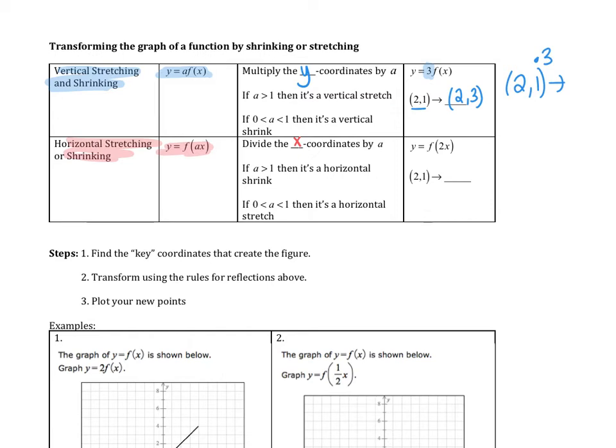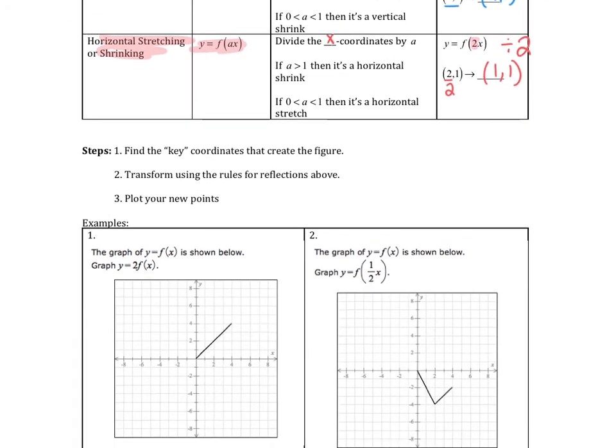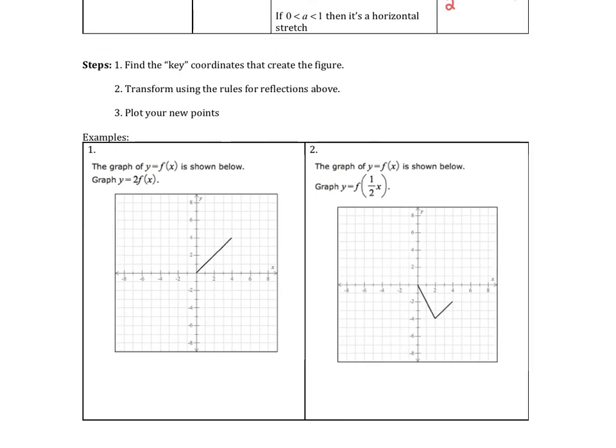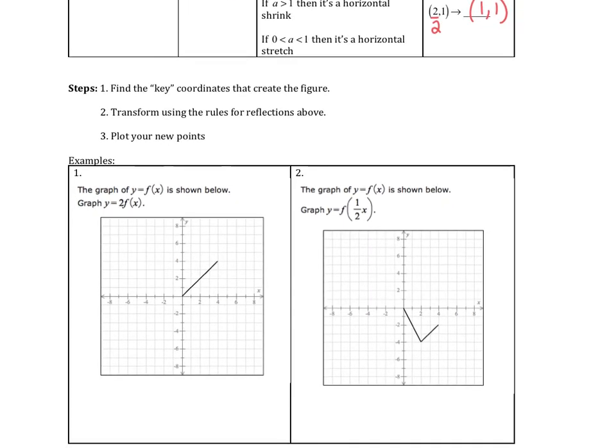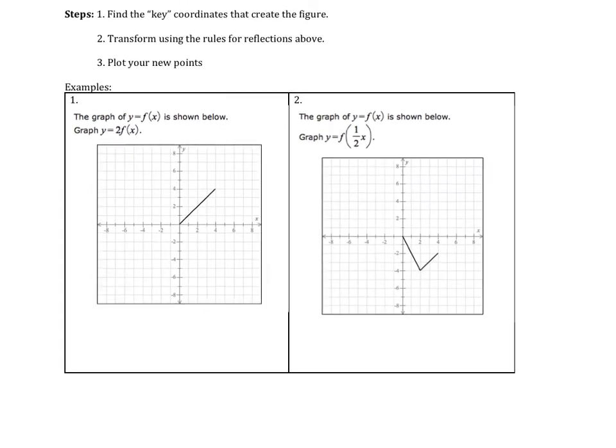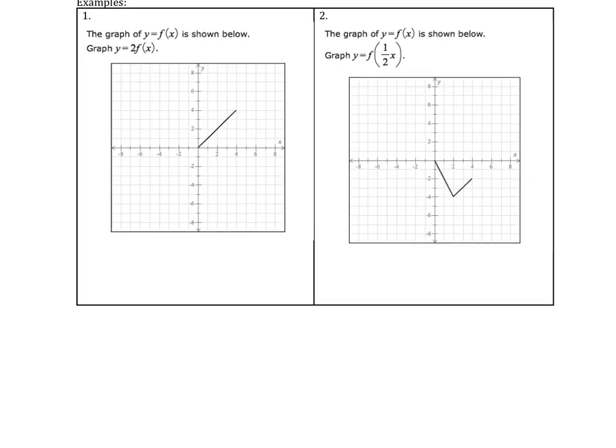So notice in our example here, we have y equals f of 2x. So remember, that tells me that I'm going to divide the x coordinates by 2. Notice that my first x coordinate in my example here is 2, and 2 divided by 2 is 1. And then the y coordinate stays the same. So my new point here would be 1, 1. Again, we're going to follow the same exact steps that we just followed in the last one, except now we're going to use the rules for shrinking and stretching in order to transform these new functions.